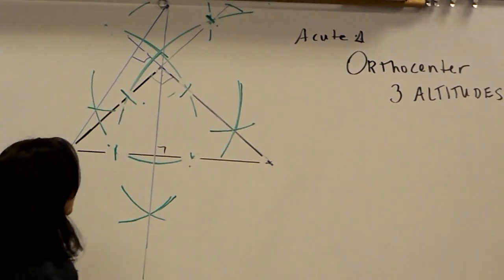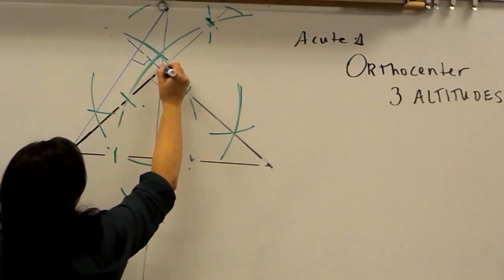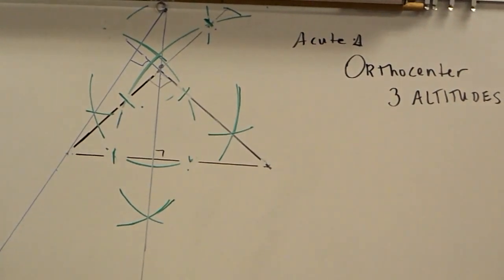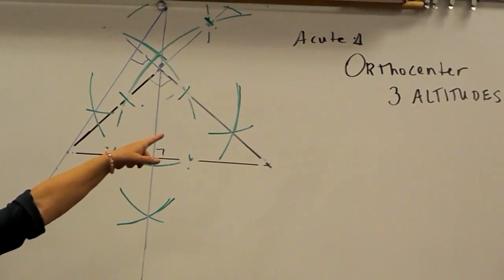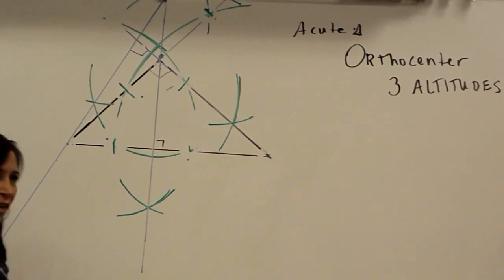So I have 3 altitudes. They all intersect in one place. And then what do I do with that? Since they all intersect in one place, what's that called? Circumcenter. No? Ortho. Orthocenter. So orthocenter. We're going to do the circumcenter next.